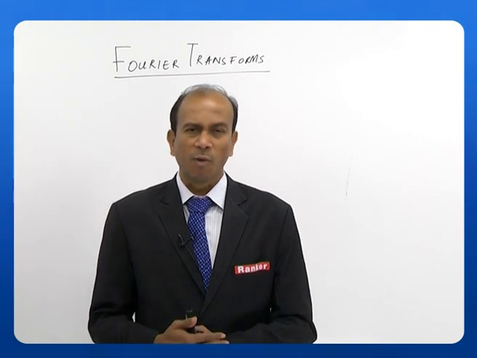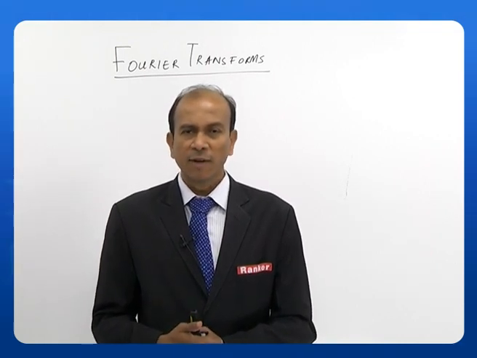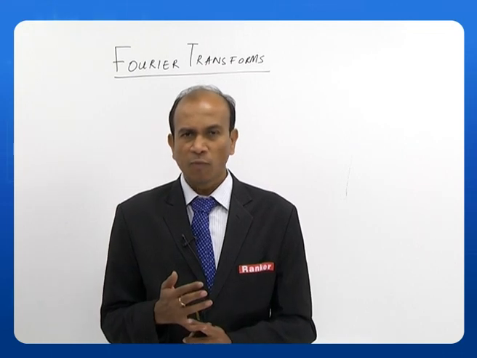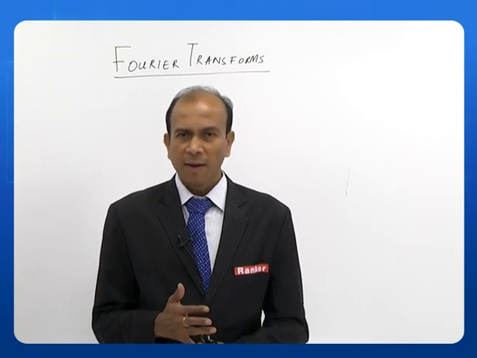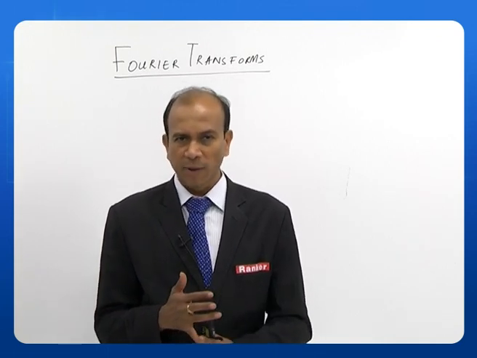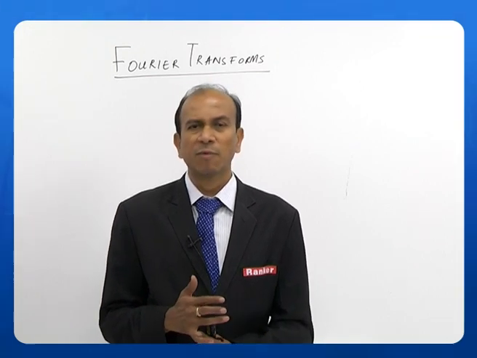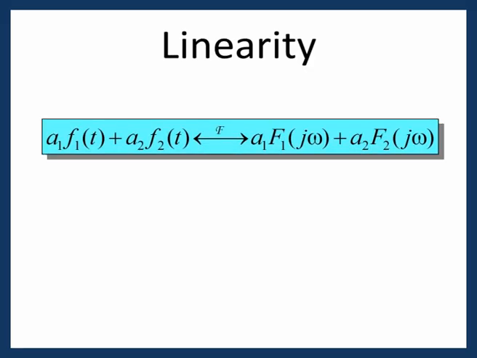The resulting Fourier transform will also be an addition of the Fourier transform of f1 of t and the Fourier transform of f2 of t, multiplied by a for the Fourier transform F1 of j omega and by b for the Fourier transform F2 of j omega. So that is what we see here. What does it say? It says a1 f1 of t plus a2 f2 of t, if I calculate the Fourier transform of these, I will get a1 F1 of j omega plus a2 F2 of j omega. As I have told you, f1 of t has a Fourier transform F1 of j omega and f2 of t has a Fourier transform of F2 of j omega.